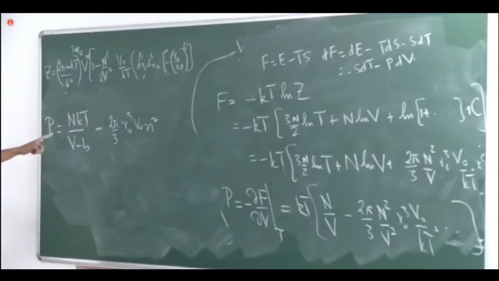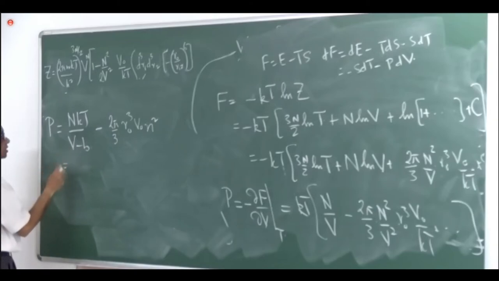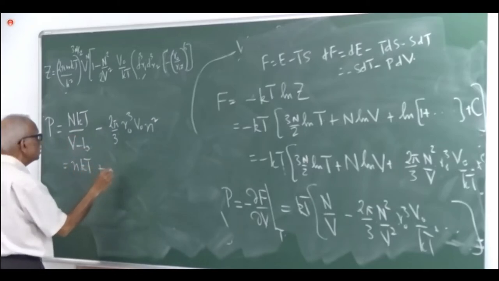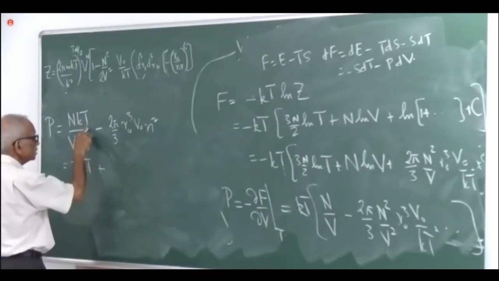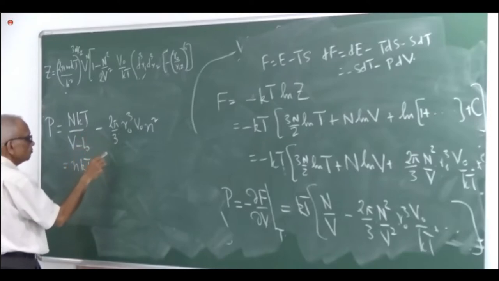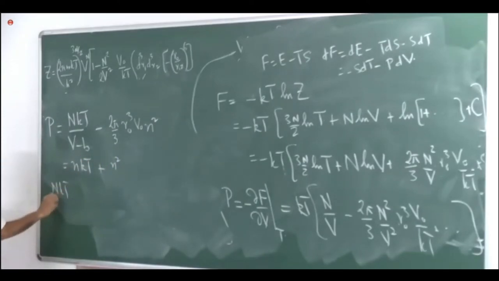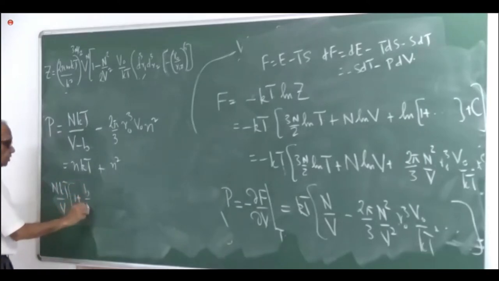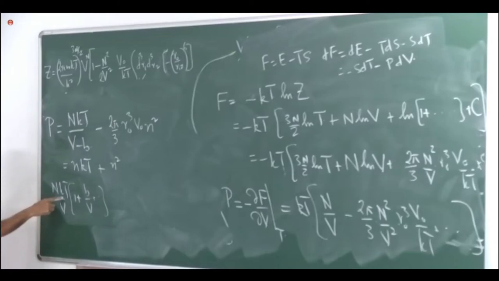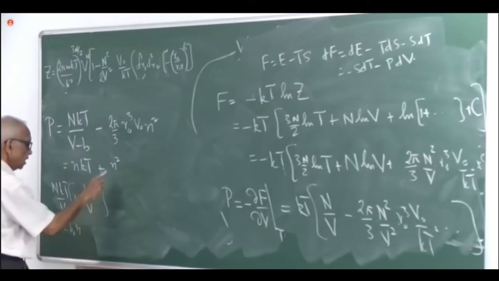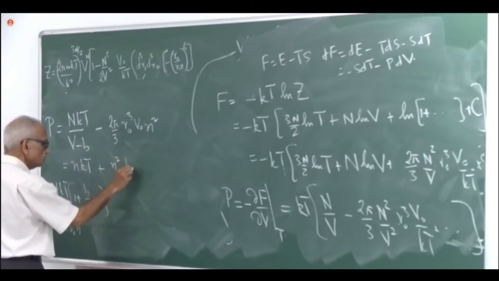R0 cube V0, and I have N square. So that is P equal to N, and if I expand this, then it is N times KT, and the next term is, as we had written down before, NKT over V, and then plus B over V, which is N square. So what was this? NKT over V, 1 plus B over V, and so on. The B is proportional to N, so B is actually some B0 times N.